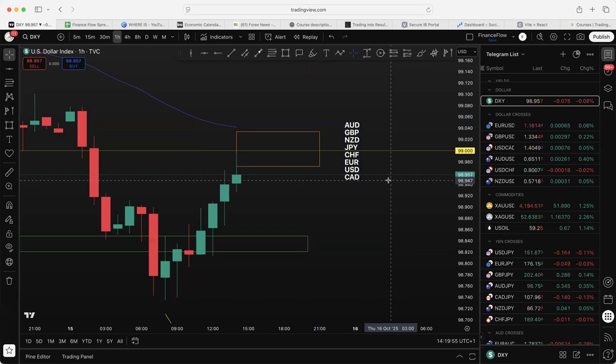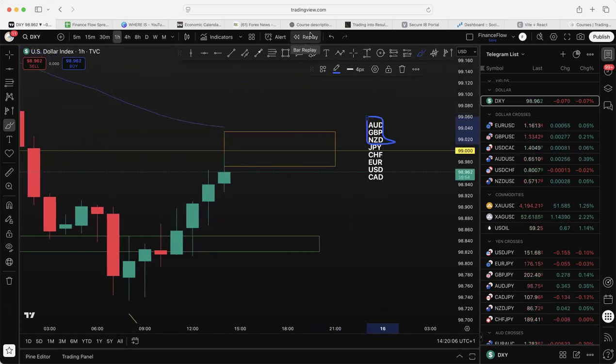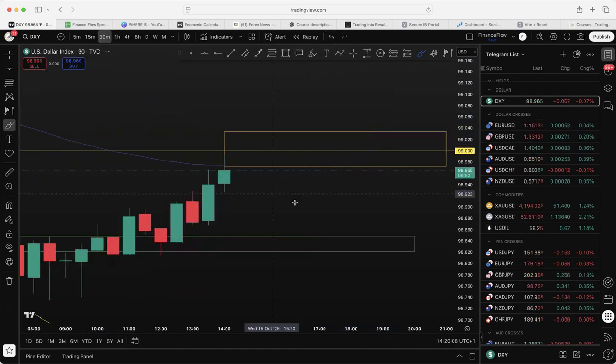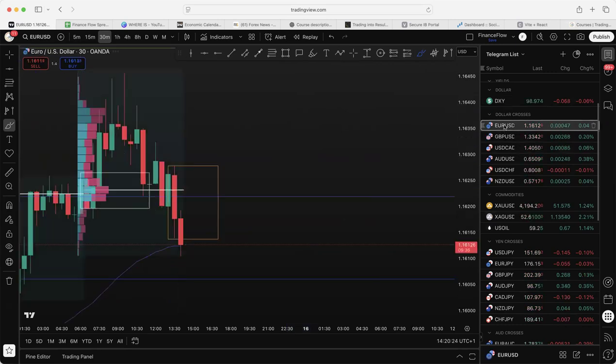So these are our pairs here, and the easiest way to sum it up is what I tend to do. I don't know why it's drawn it like that. Let's go on to a 30-minute and see if it draws a bit better. There we go. So we've got AUD, GBP, NZD, and euro, then USD and CAD. Let's have a look at some of these pairs.